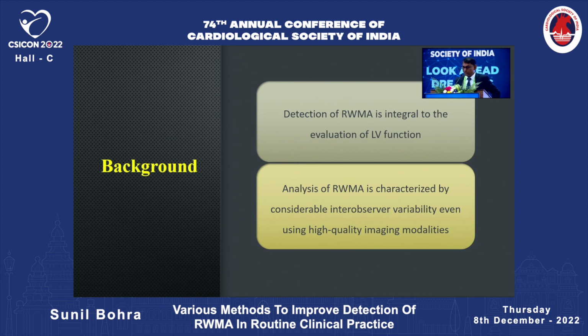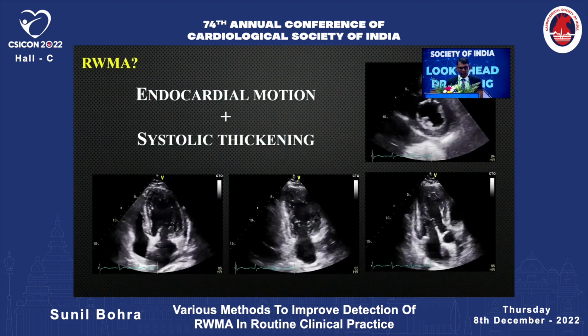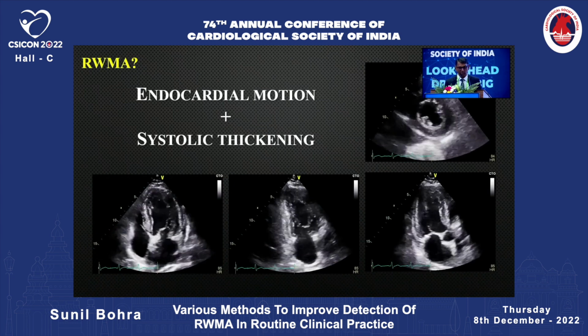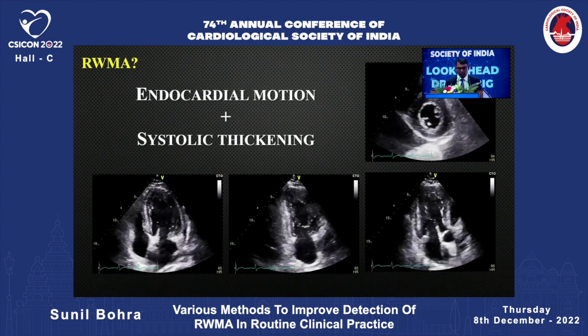We all know that detection of regional wall motion abnormality is integral to the evaluation of LV function, and analysis of RWMA is characterized by considerable inter-observer variability even using high quality imaging modalities. So what is regional wall motion abnormality? Here we look at basically the endocardial motion and also the systolic thickening.